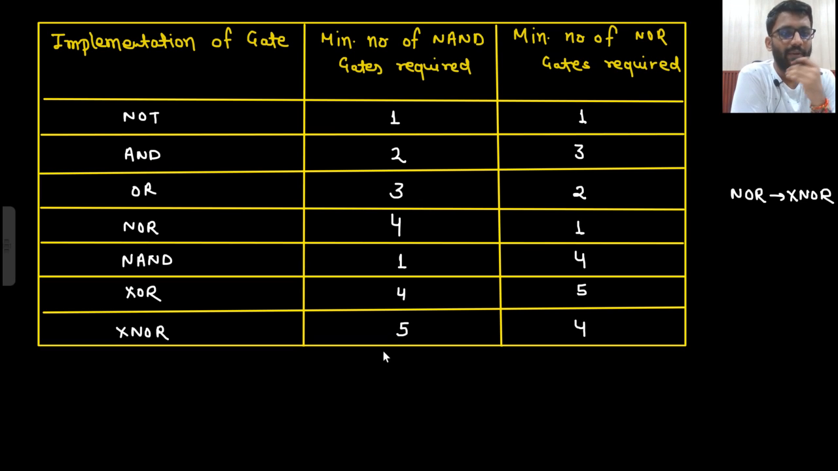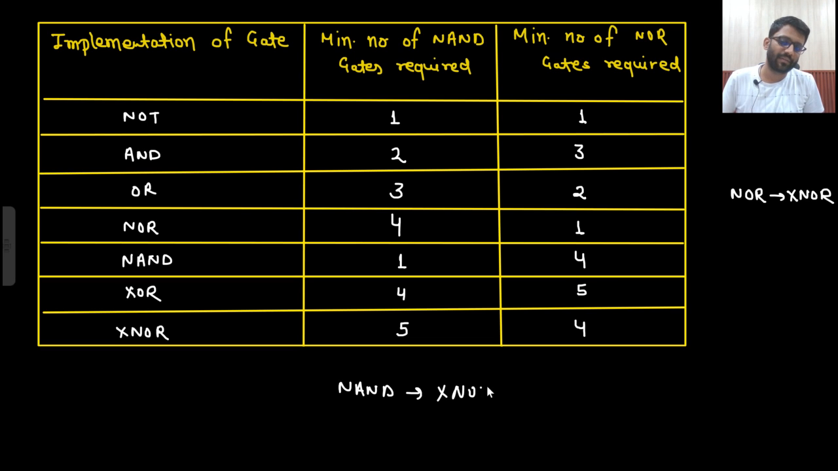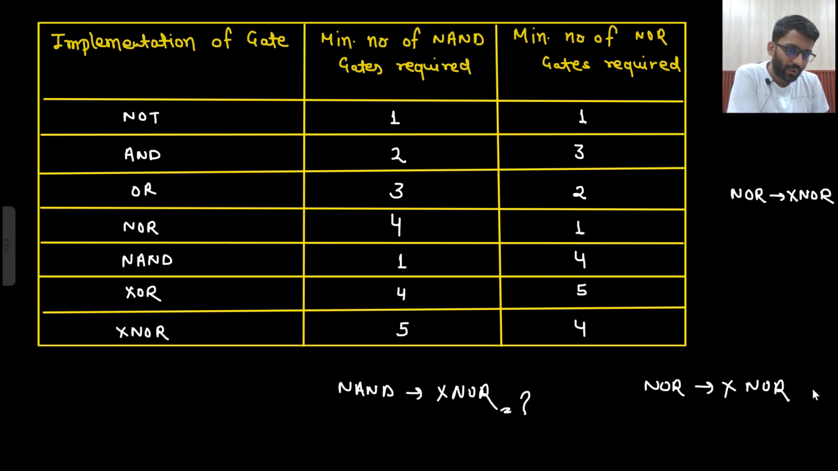Did you understand what did I tell you? You will remember only one thing, that if let's just say in the examination a question is coming, how many NAND gates are required to implement XNOR gate? This question is coming. Now you are blank. So what you will do? Okay, I know from NOR to XNOR only one extra word is there. So from NOR to XNOR it requires 4. So from NAND to XNOR it would require 5. That's it.